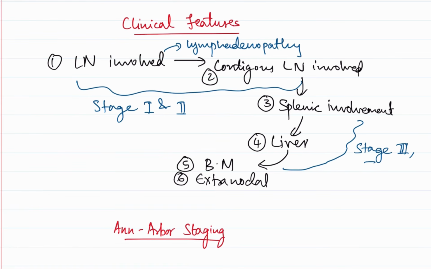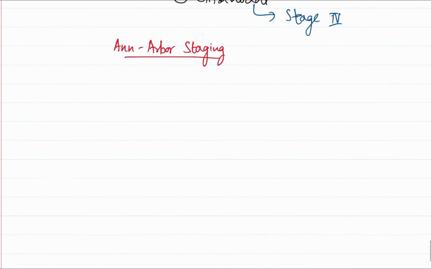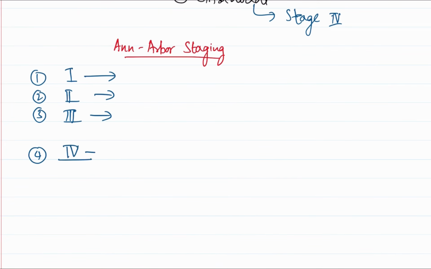We'll discuss in detail. There is more to it. Roughly, they will include stage 3, not stage 3 and 4, stage 3. And the extranodal involvement is said to be stage 4 and has a poor prognosis. So there are 4 stages, as we have said now: stage 1, stage 2, stage 3, and stage 4.